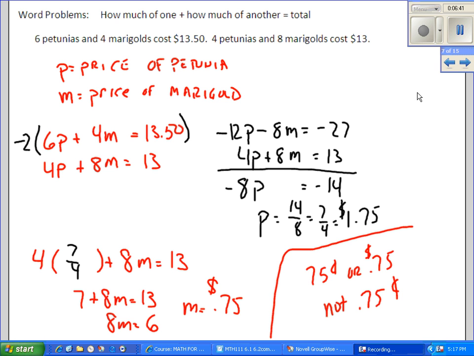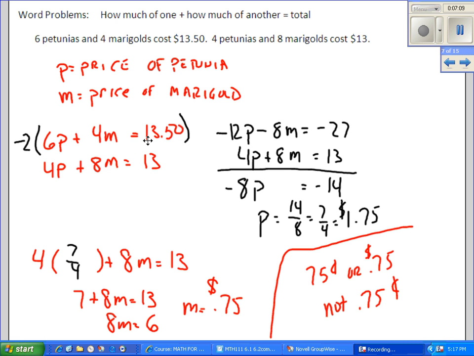I'm going to buy 6 petunias and 4 marigolds, and I spent $13.50. My neighbor bought 4 petunias and 8 marigolds and spent $13. So as we're out there planting our flowers, we get to discussing the situation and wondering how much did the individual flowers cost. So I bought 6 petunias plus 4 marigolds and spent $13.50. My neighbor bought 4 petunias and 8 marigolds and spent a total of $13.